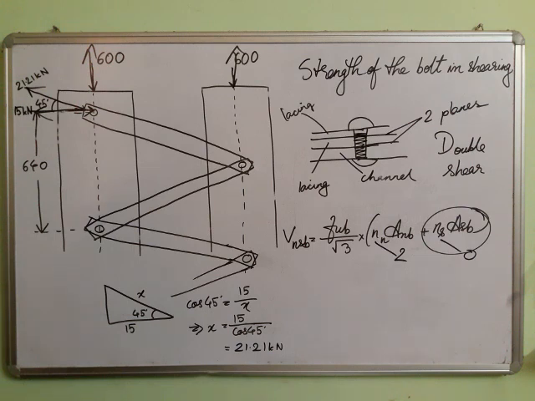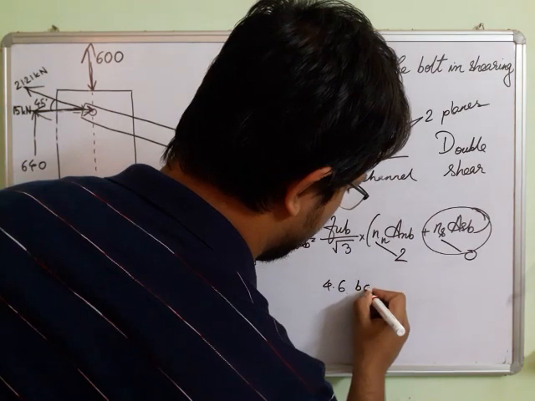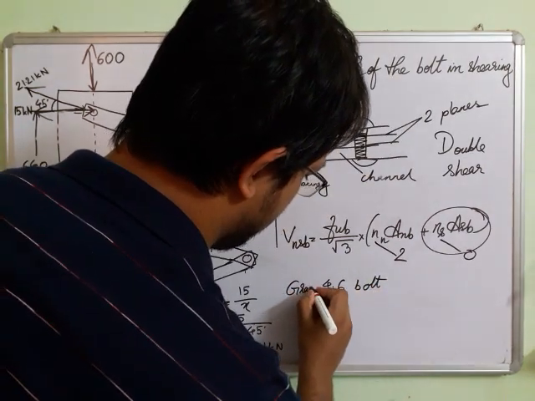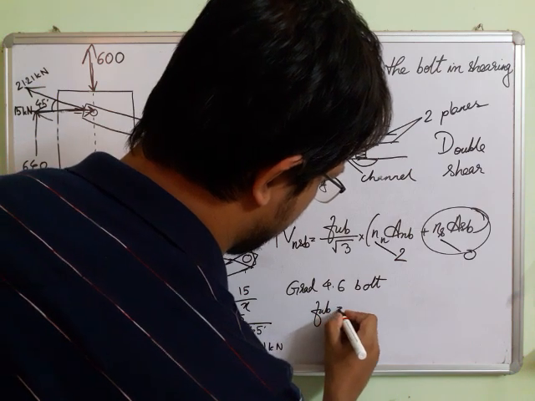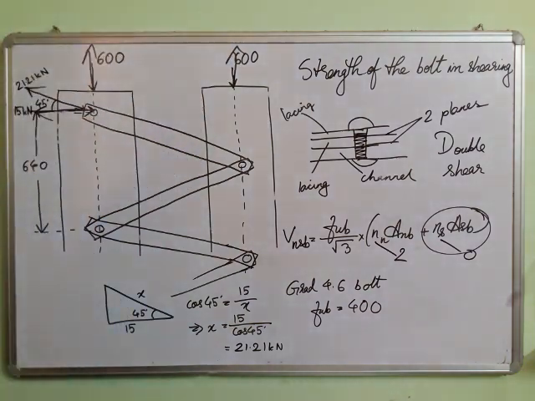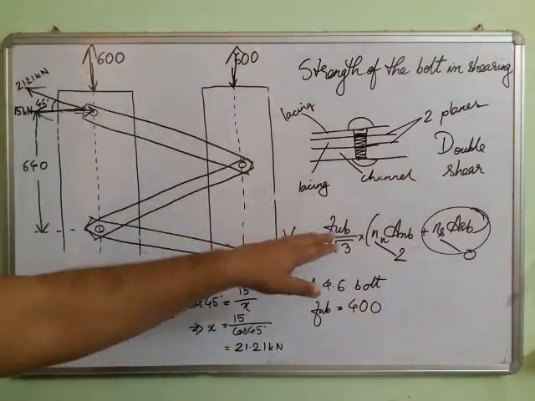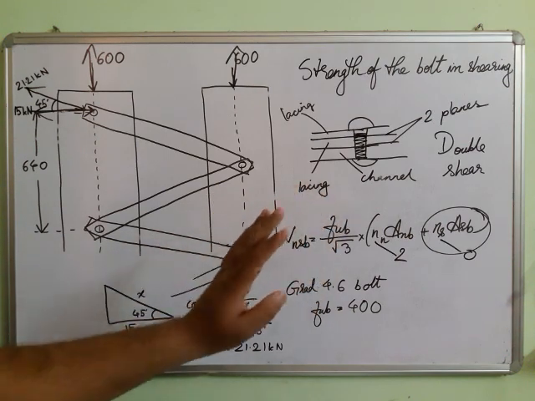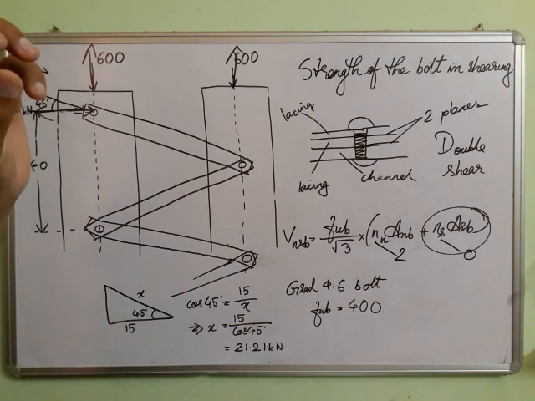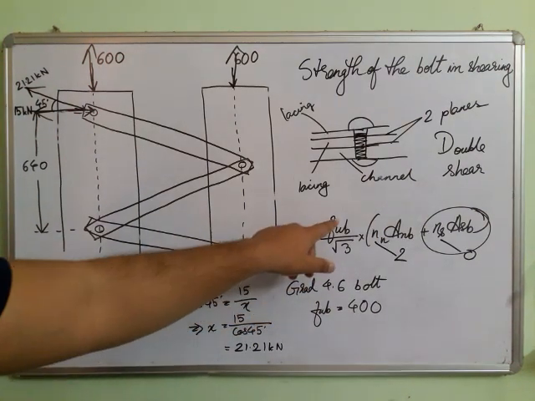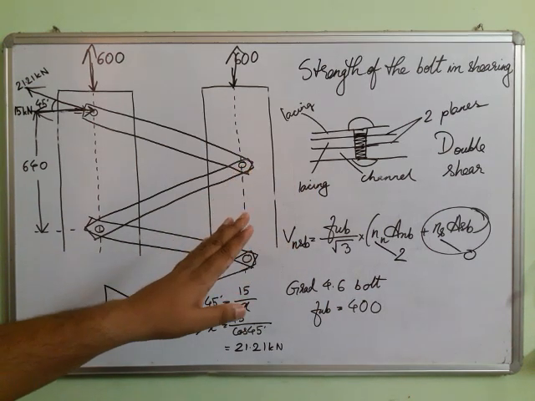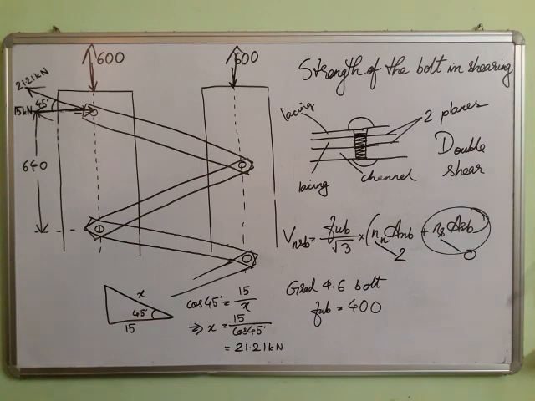So fub is what? The smaller of the ultimate stress for the bolt and the plate material. For bolt, we consider grade 4.6 bolt. Sorry, that smaller condition will be used in bearing. In the shearing formula, don't get confused, fub is simply the ultimate stress for the bolt, nothing else. We use the smaller of the ultimate stress of the bolt and plate in the bearing formula, not in the shearing formula. Sorry for the mistake. This is exclusively for the bolt.